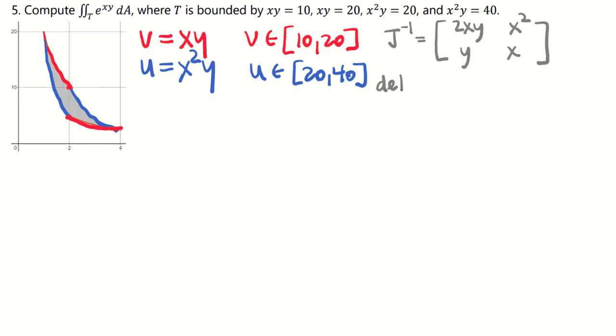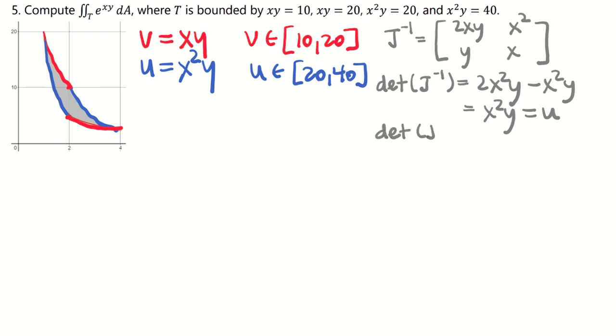That means that the determinant of J inverse, I'm going to do the fish-looking thing, is 2x squared y minus 1x squared y. That's convenient, because that gives me 1x squared y, which I know is equal to u, and that means that the determinant of J, regular J, is going to be 1 over u, and that's convenient. Okay, I think at this point I'm ready to set up my double integral.